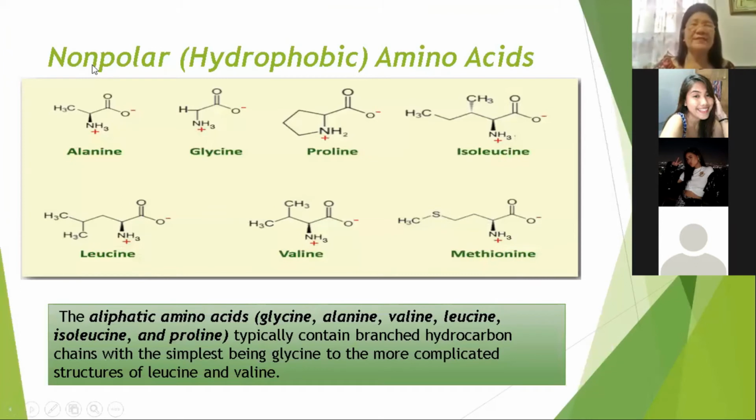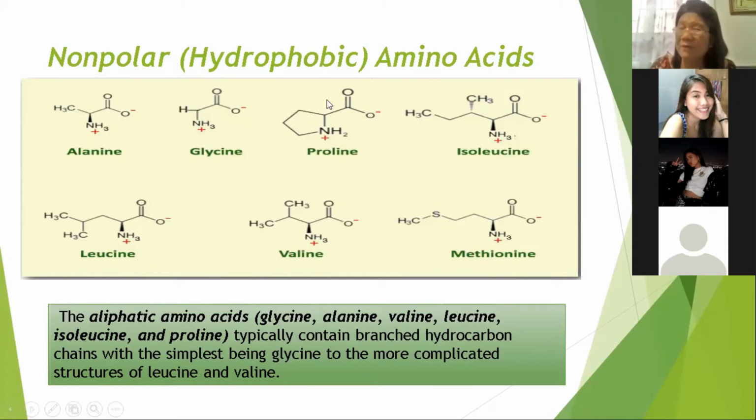Ang una is the non-polar. Di ba, the classification, they belong to the non-polar. What are these non-polar? That is the alanine, glycine, the proline, isoleucine, leucine, valine, and methionine. So they are non-polar. Why? Ingon ako sa inyo, they are hydrophobic.